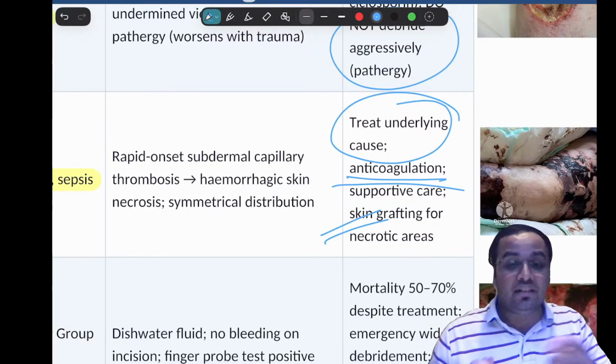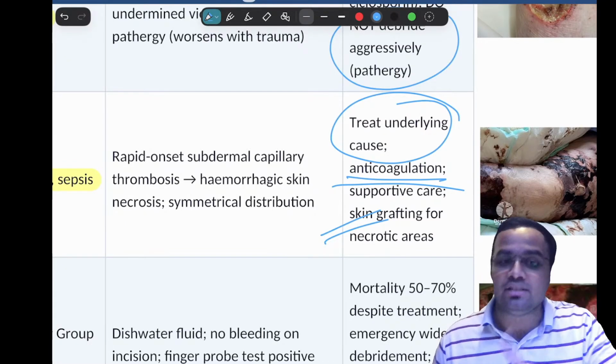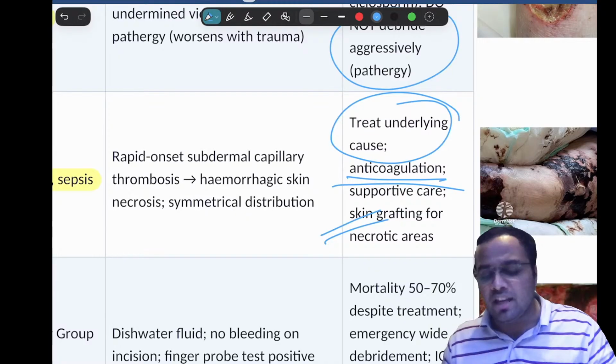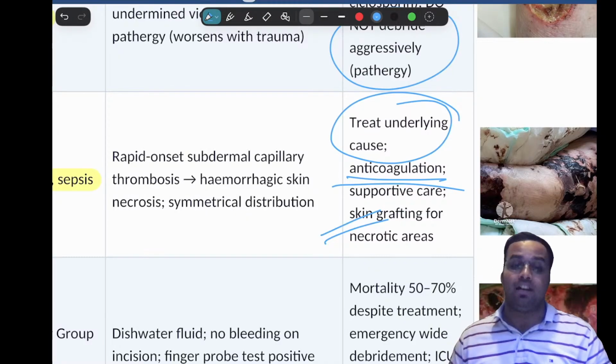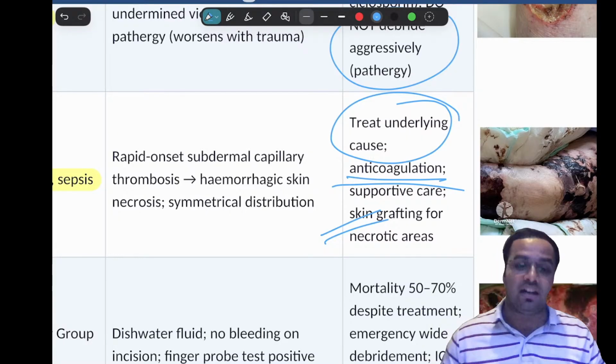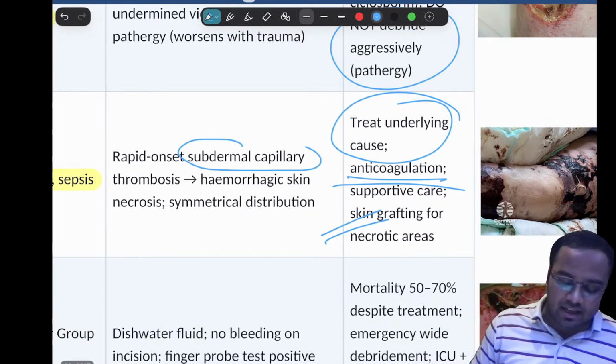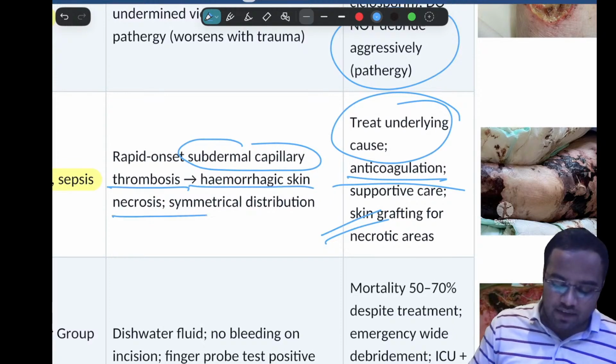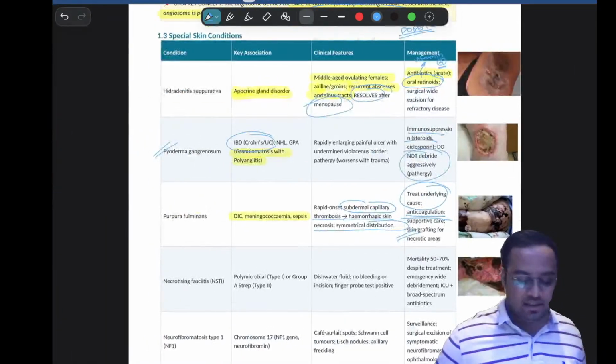But remember, the skin or the local pathology is not the cause of sepsis. It might be something related to the body which is causing this sepsis. So whenever a patient comes to you, first thing, is the patient a surgical patient or a medical patient? So rapid onset subdermal capillary thrombosis, and hence the patient is having hemorrhagic skin necrosis in symmetrical distribution.